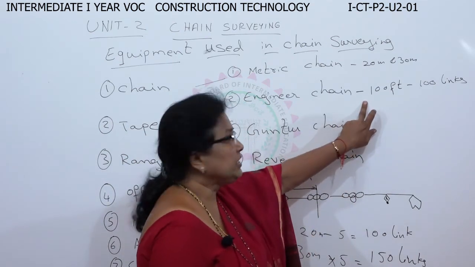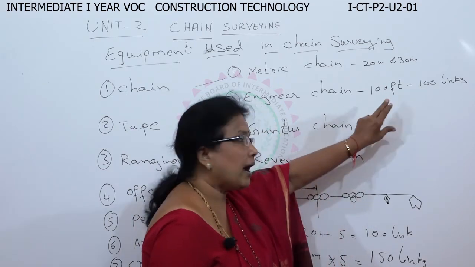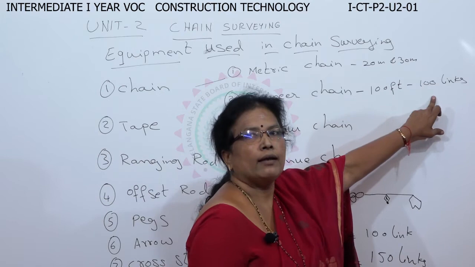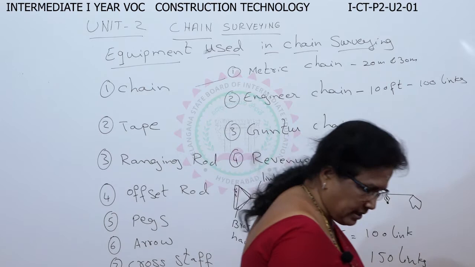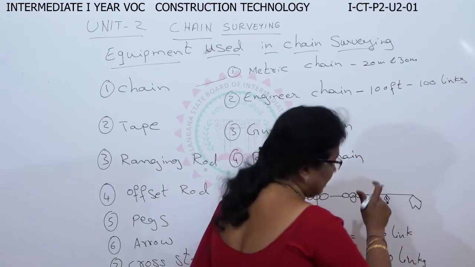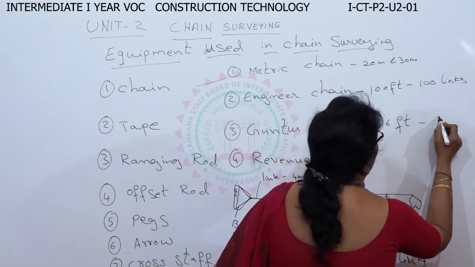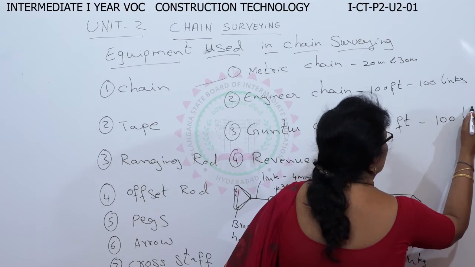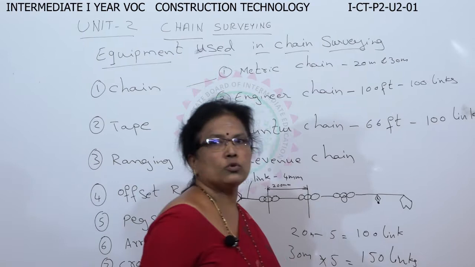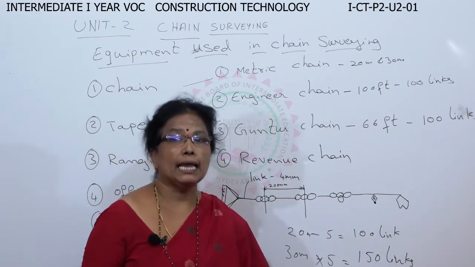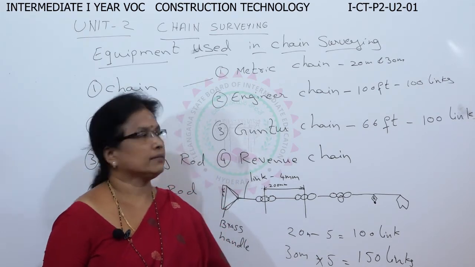But in the engineer's chain, the length of the chain is 100 feet and you have 100 links. And here in Gunter's chain, you have 66 feet and 100 links. This is of 66 feet and 100 links. This is used to measure distances in miles, and it is used to measure area in acres.